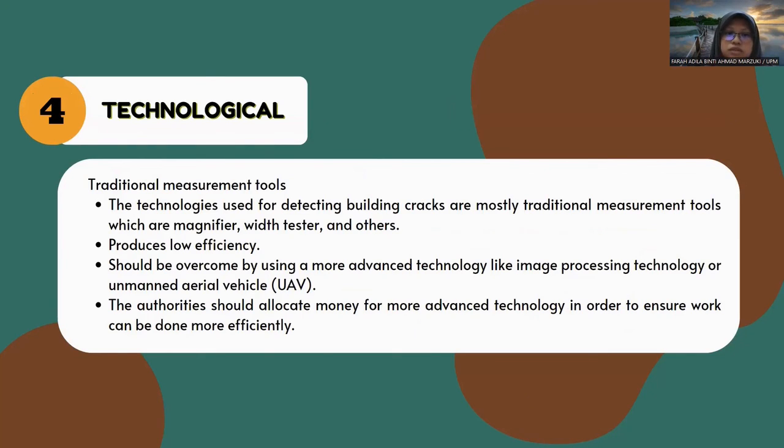In Malaysia, the technologies used to detect building cracks are mostly traditional measurement tools, which are magnifier, width tester, and others. However, the usage of traditional technologies produces low efficiency. So this should be overcome by using a more advanced technology like image processing technology or UAV. Based on my findings, there is a new crack measurement method based on image processing technology, that is by using double square artificial markers to identify building cracks as well as calculate crack width. So the authorities should allocate money for more advanced technology in order to ensure work can be done more efficiently.